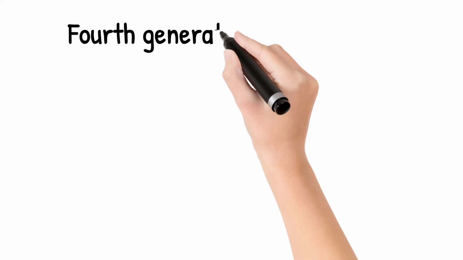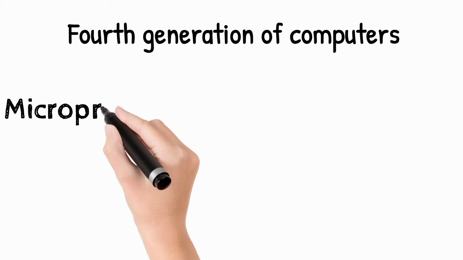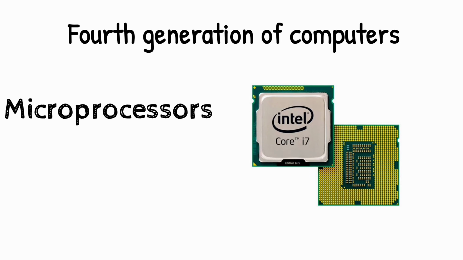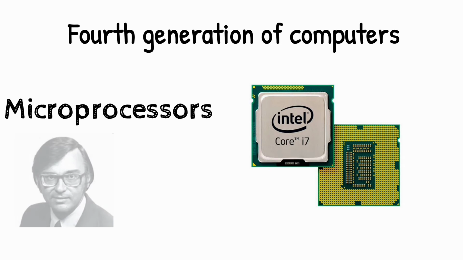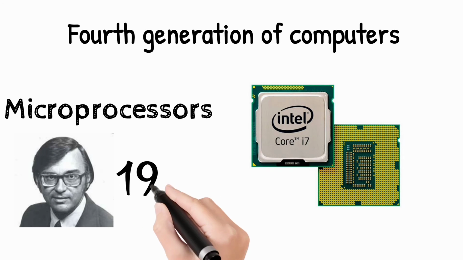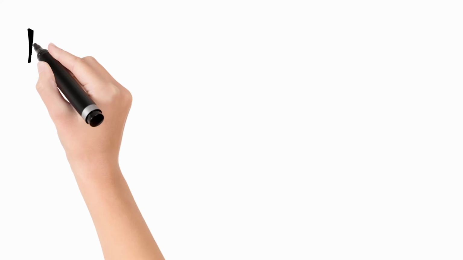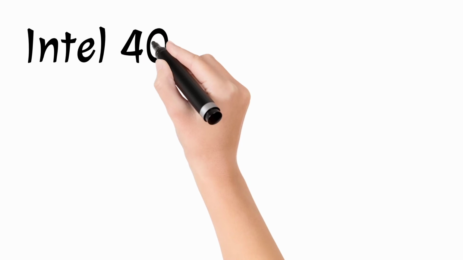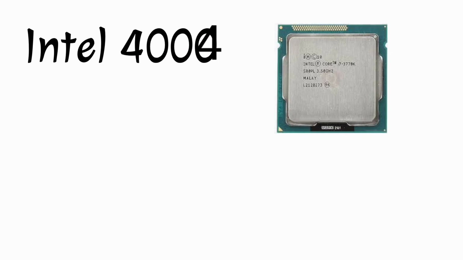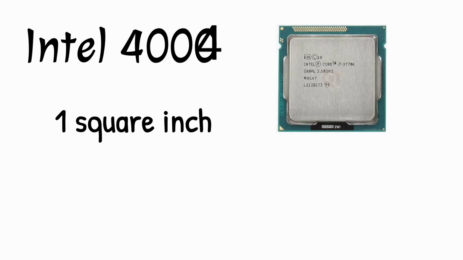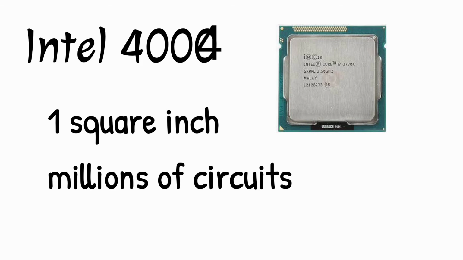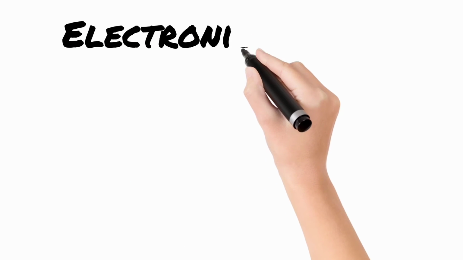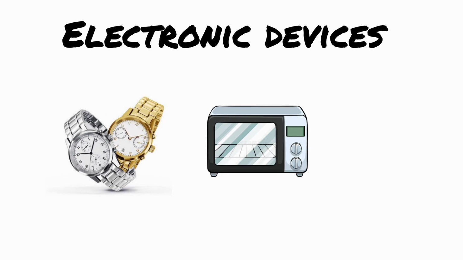Next, we are going to discuss the fourth generation of computers, which are known as the microprocessors. The microprocessor is a complete processing circuitry on a chip. Ted Hoff produced the first microprocessor in 1971 for Intel, which was named the Intel 4004. Modern microprocessors are usually less than 1 square inch and can contain millions of electronic circuits. Microprocessors are used in many electronic devices today, for example, wristwatches, microwave ovens, and cars.